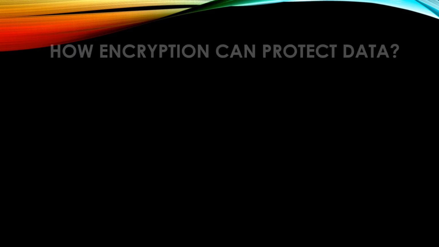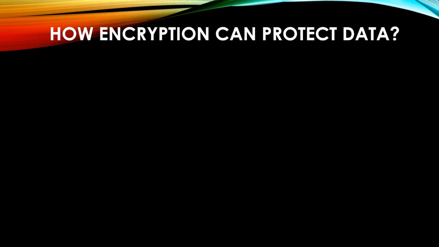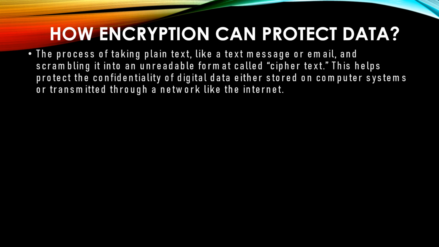Untuk yang seterusnya, saya Adil Akil bin Abdul Hamid akan menerangkan tentang how encryption can protect data. The process of taking plain text, like a text message or email, and scrambling it into an unreadable format called ciphertext. This helps protect the confidentiality of digital data, either stored on a computer system or transmitted through a network like the internet.